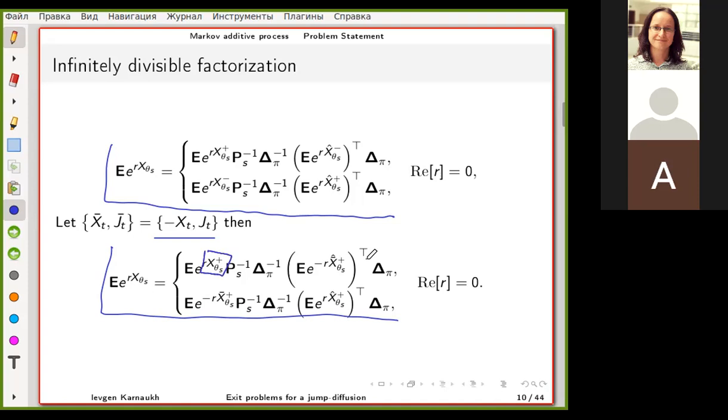Here we have a reversed version of the opposite process, here the opposite process and reversed version. So if we know an algorithm of finding the moment generating function of x plus, we can get all these components. To get this moment generating function, we need some assumptions on jumps.